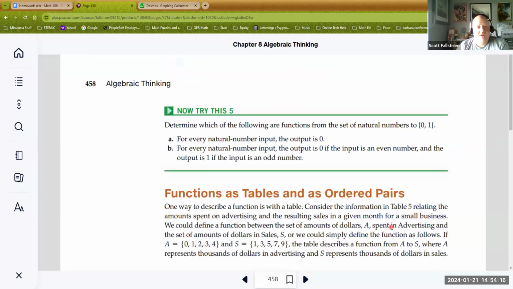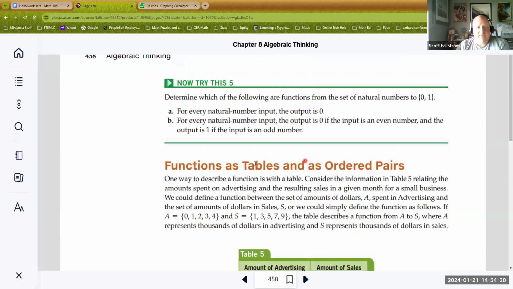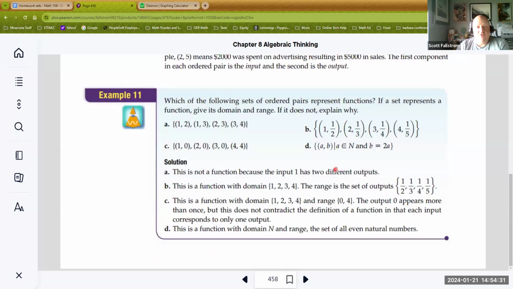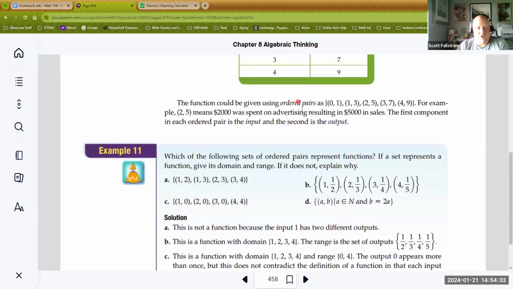There we go. Determine which of the following are functions. Then we have functions as tables. If you look at it as a table, like an X and a Y, you can do that, right? Inputs and outputs. So input advertising, output is sales. You could also do it as ordered pairs.